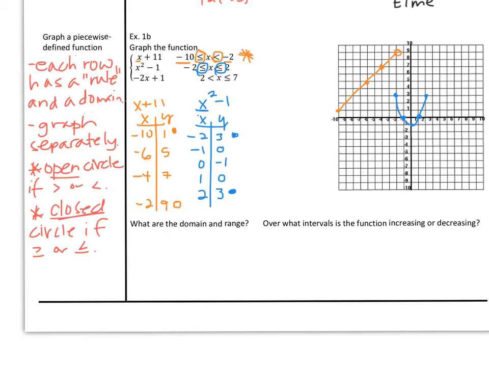All right, last one. I want you to graph that all by yourself. Figure out the rule, the domain, plug in as many points as you want, decide an open or closed circle, and plot the points. When you feel you've accomplished that, press play, and we'll answer the questions at the bottom.